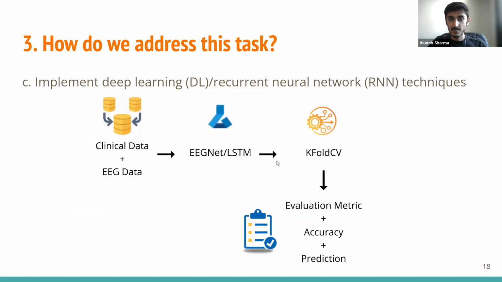And lastly, we also tried deep learning and recurrent neural network techniques. Similarly, combine both data sets, and we had EEGNet, which is a custom convolutional neural network designed specifically for EEG data. So this was a promising, powerful technique, specifically geared to EEG, so we used that as well. And LSTM, which is being used quite a lot at the Wishart lab as well. And we get our predictions.